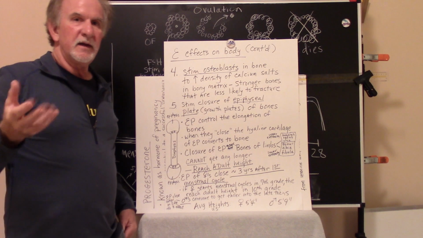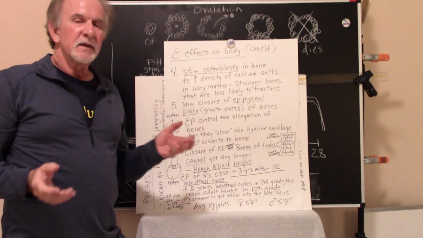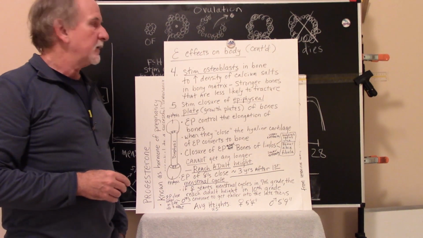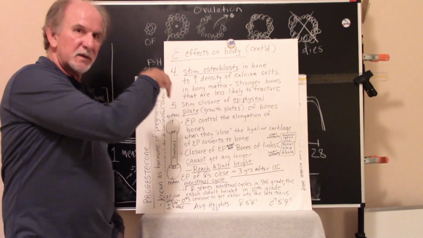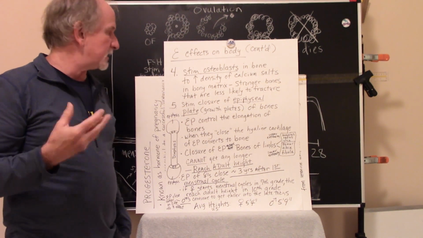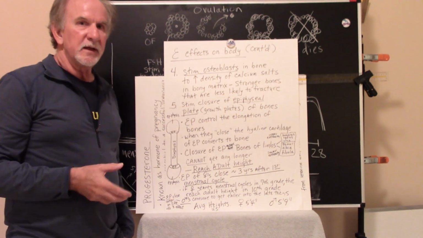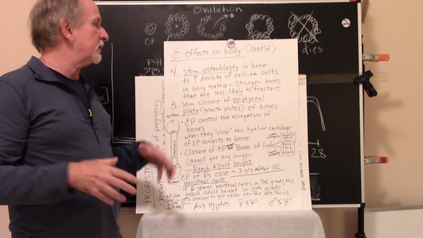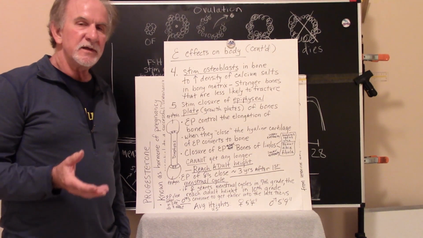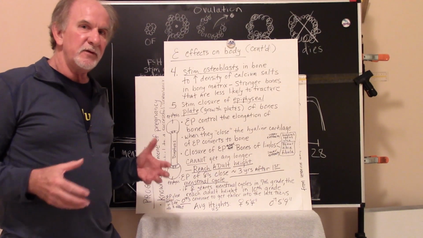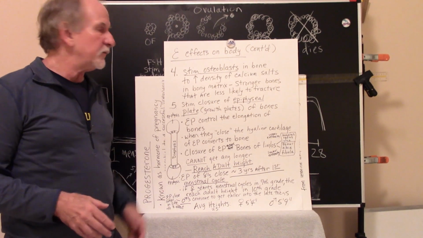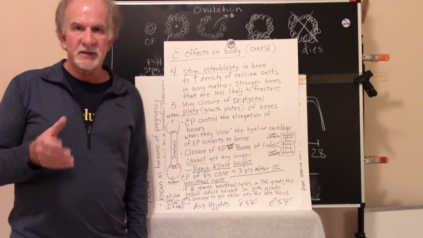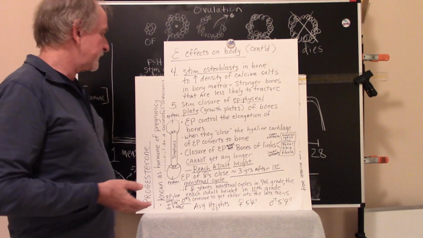Another effect of estrogen is to stimulate cells associated with bones called osteoblasts. So osteo means bone, blast means to form. These are bone-forming cells. And when stimulated, osteoblasts will increase the density of calcium salts in the bony matrix. An increase in the density of calcium salts in the bony matrix makes the bone itself harder and stronger. Stronger bones are less likely to break or fracture.